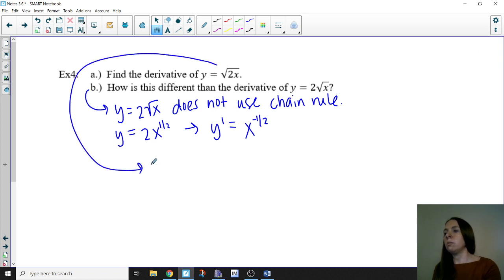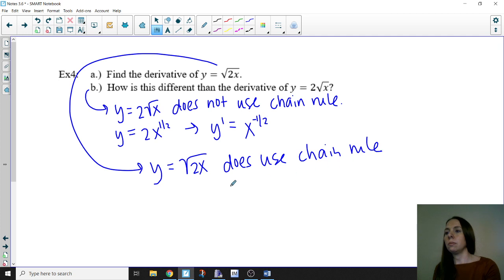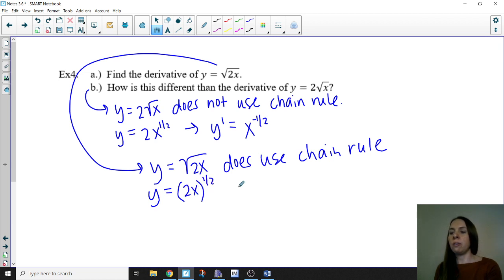This one, though, the square root of 2x, does need chain rule, or does use chain rule. So maybe I shouldn't do y prime yet. Here's why. When we rewrite this square root as a power, we need parentheses around the 2x to group them together and the 1/2 power on the outside. So what we have here is an outer function of a 1/2 power and an inner function of 2x.